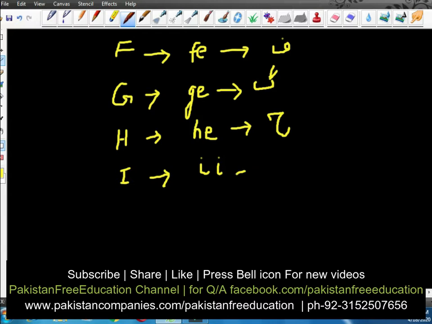I'm also giving some kind of vocabulary sentences. This is I. I is pronounced E, and it is written in Urdu like Alif and Choti E.